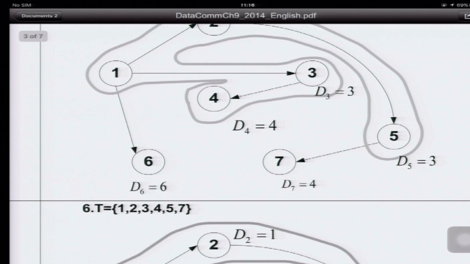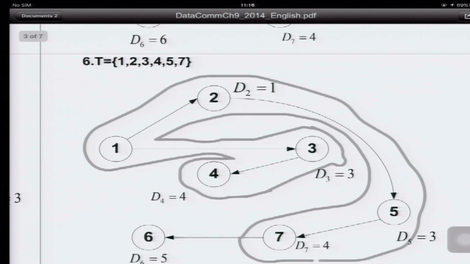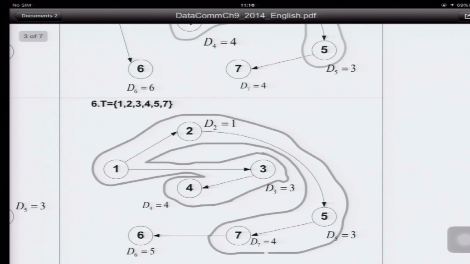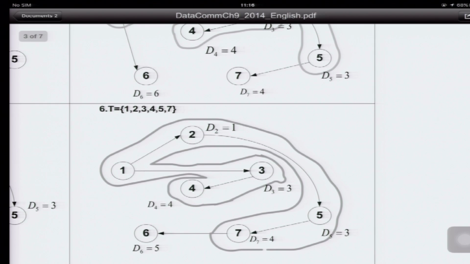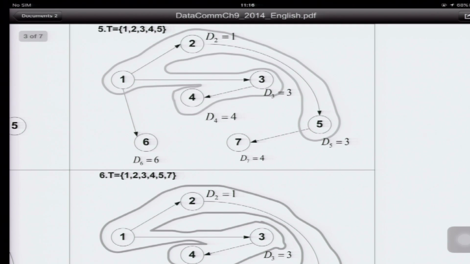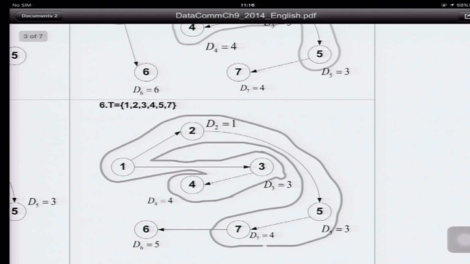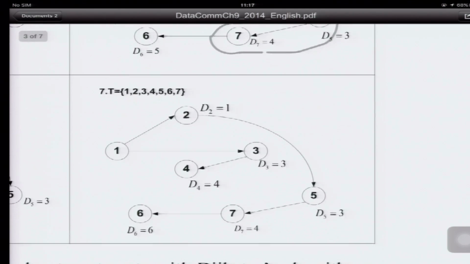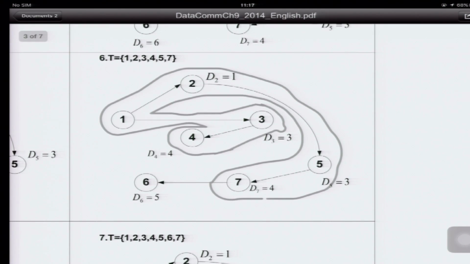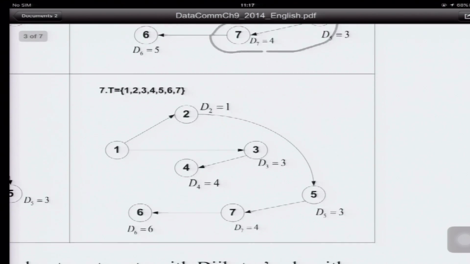Next, I include node number 7. When I include node number 7 and I update it, I found that, oh, number 6 is changed, right? Because if I include node number 7, I go from 1 to 5, 7, 6 has a cost of 5. But if I go from 1 to 6, it has a cost of 6. So I change it to go with this path, 1, 2, 5, 7, and then 6. So this is the best path, that is the lowest to node number 6. Then the next step, I have to include node number 6, right? So include node number 6, and I am finished with the routing algorithm, and this is the answer.